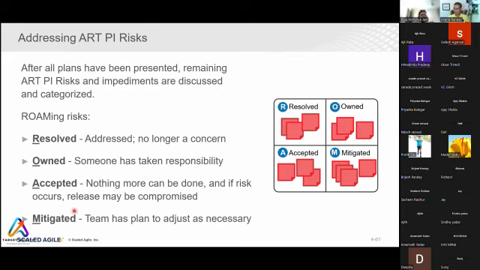And the fourth, which is the most important thing you have to do in risk management, is to mitigate the risk. The team has to adjust the plan, or reduce the effect of the risk. That is called mitigation of risk. Resolving, owning and accepting are simple, but how you mitigate the risk or reduce its impact, that is the risk management you have to learn. Your RTEs and product management, the high-level people, help you in doing that. So that's why you ROAM the risks.